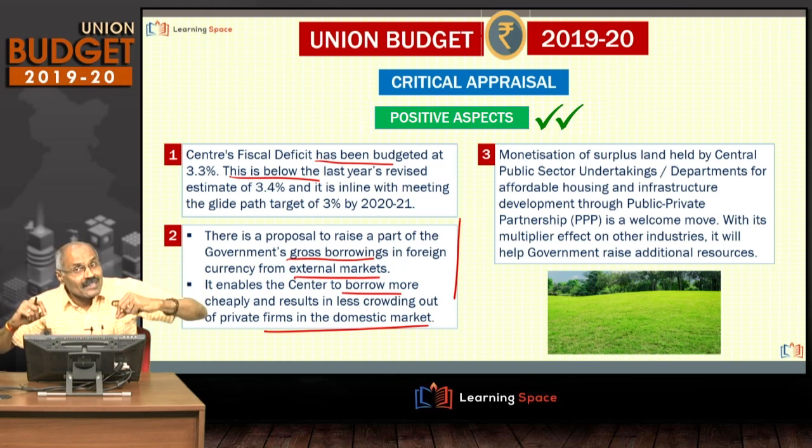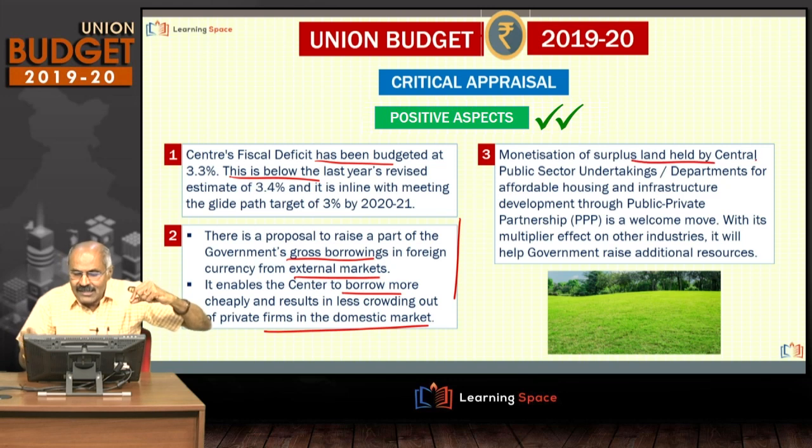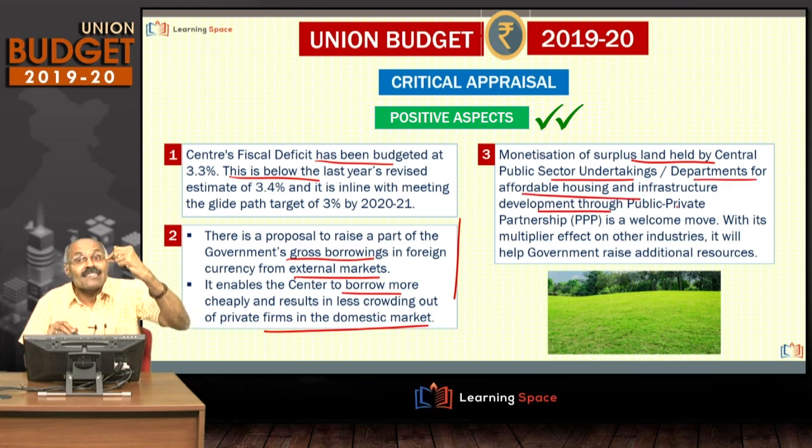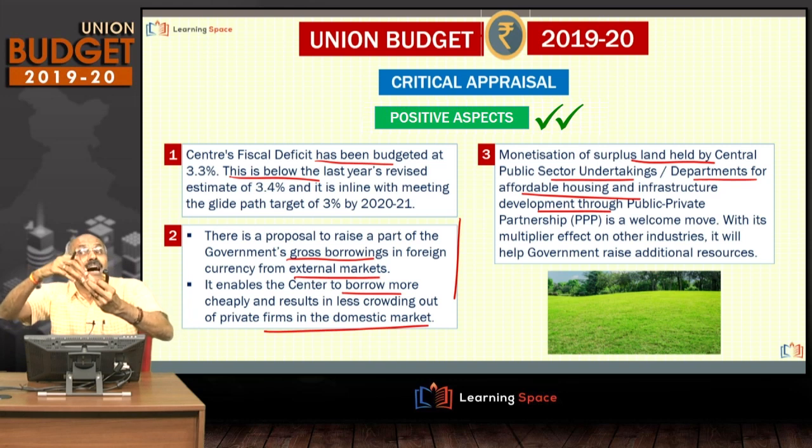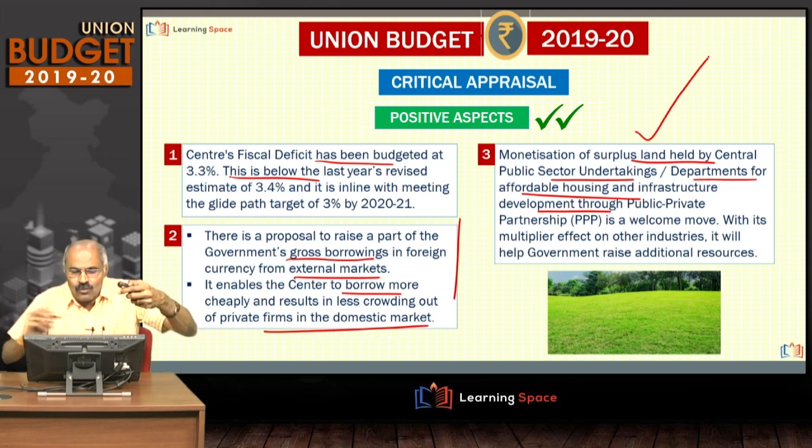So this is one positive aspect, right? Monetization of surplus land held by central public sector undertakings as well as departments for affordable housing and infrastructure development through public-private partnership is a welcome move. Not only that, once government takes this decision, it will also give thrust to other industries like cement industry, steel industry, right? So therefore, this is a welcome move.